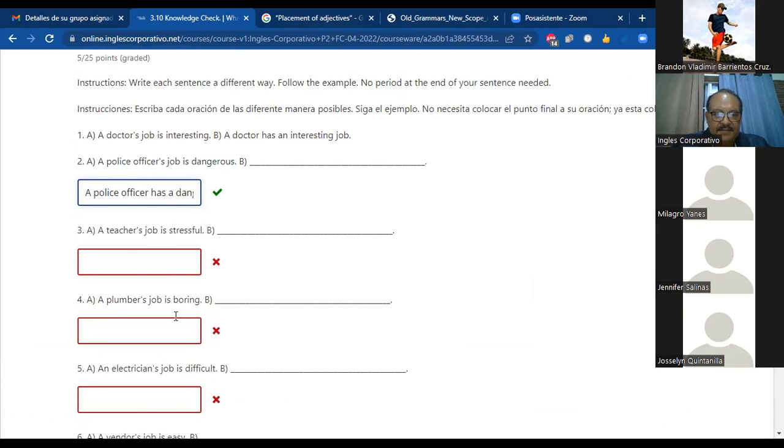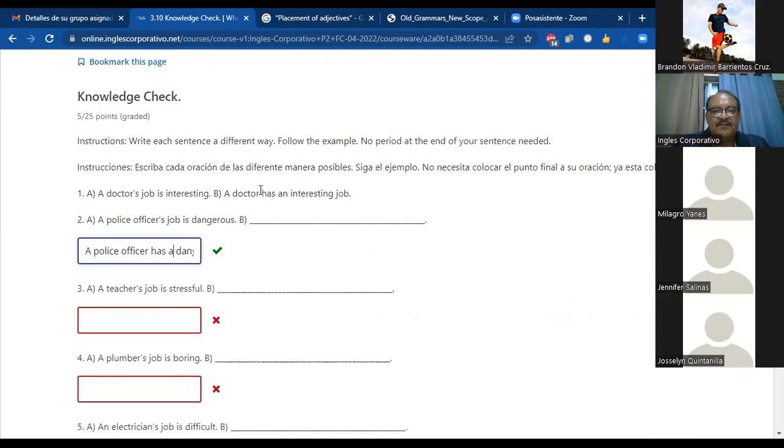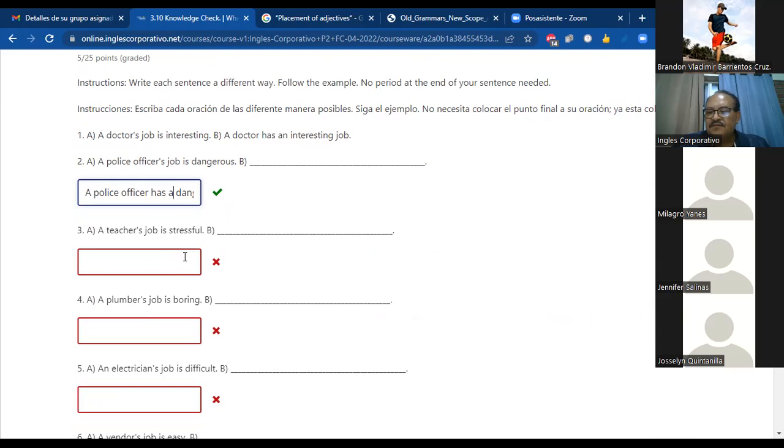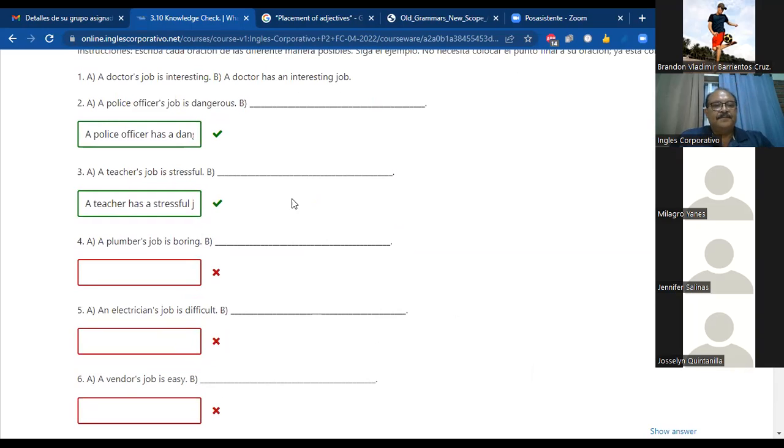Como todas las de la izquierda, las que están ya hechas, están con is. Entonces, tendríamos que usar la lógica de la otra, ¿verdad? Doctor has. Ok, ¿cuál sería? A teacher's job is stressful. ¿Cuál sería el otro? A teacher has a stressful job. Stressful job. Okay. There you go. All right. Ya vimos que acepta la mayúscula, el punto. Okay, and that's the idea.